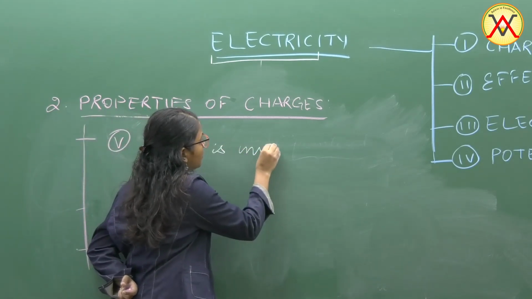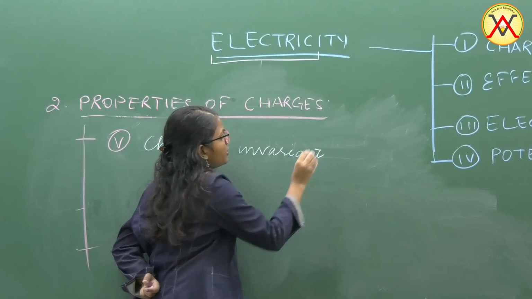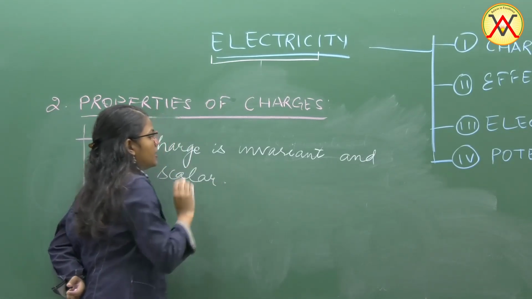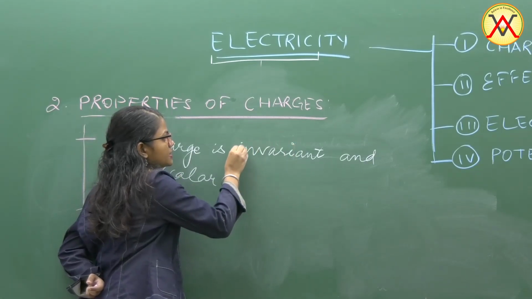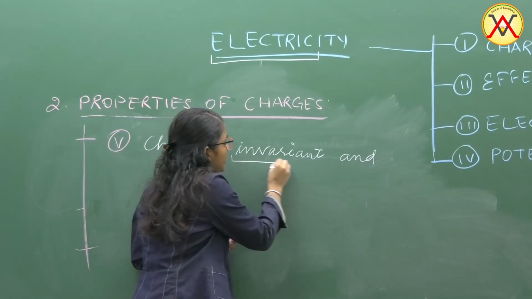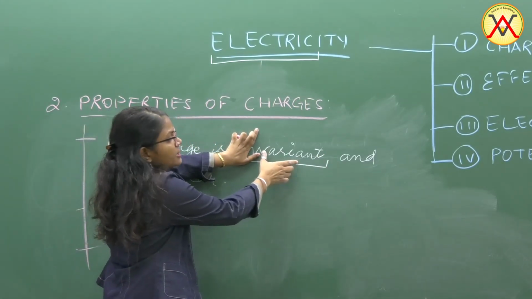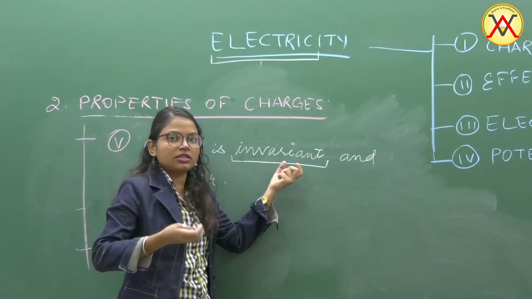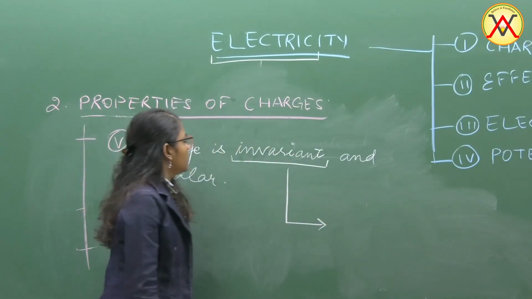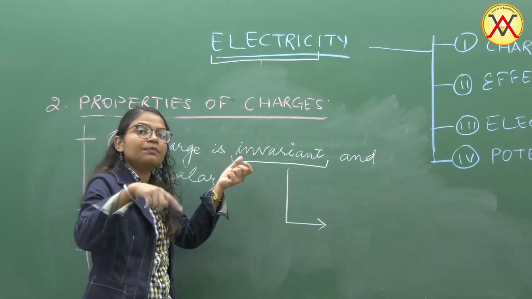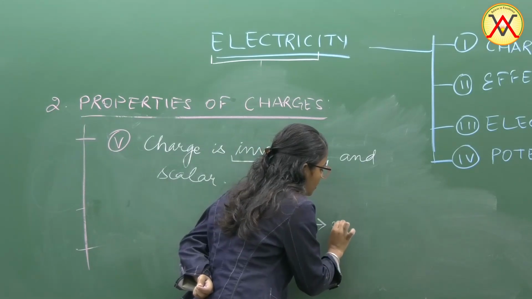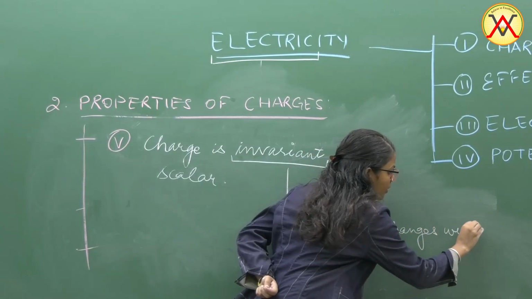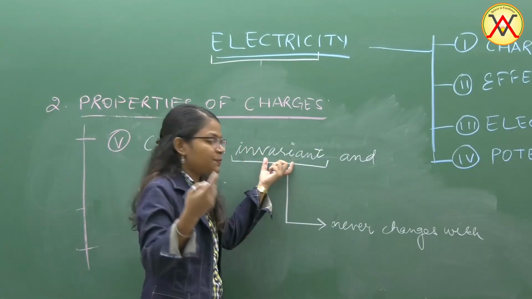Charge is invariant and scalar. Yes, these both are new terms. Invariant. Variant means anything that changes, and invariant means something which is constant or something which does not change. But with what factor? Whenever we say that charge is invariant, that means that charge never changes with speed. Here the sole factor driving this term is speed.